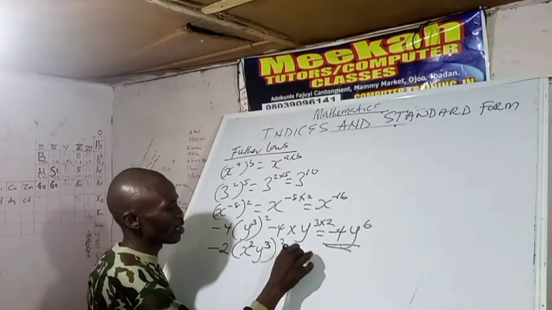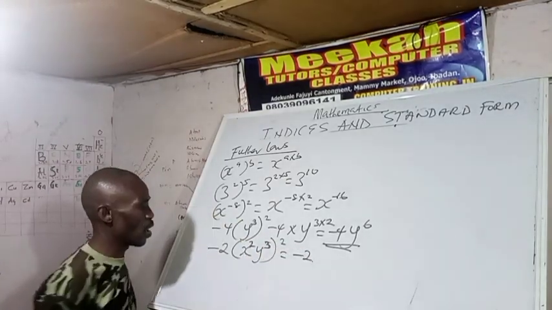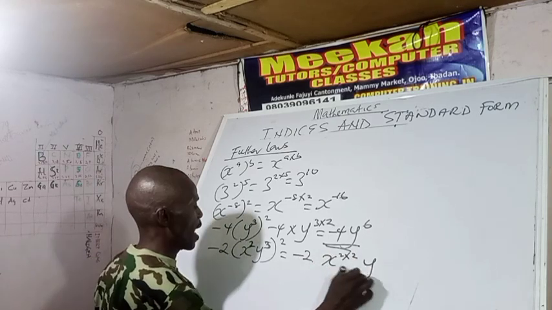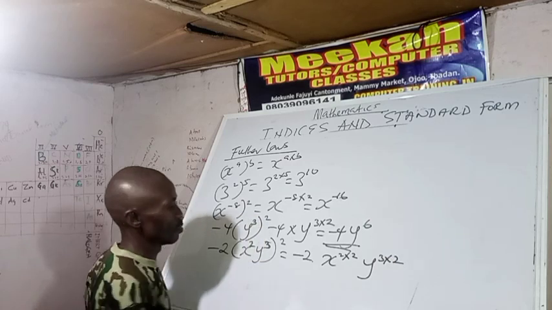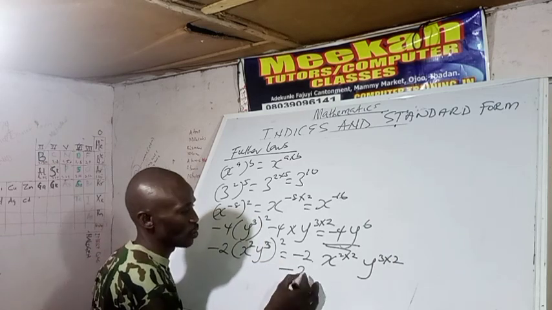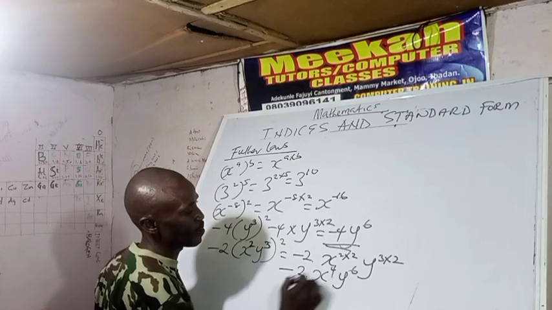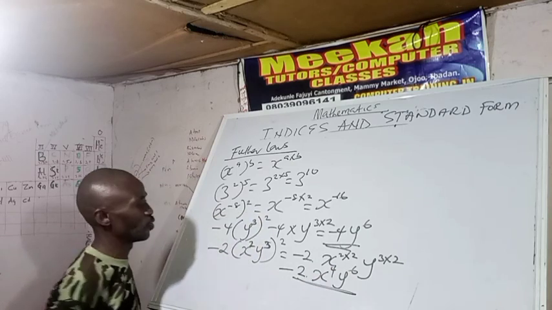This one becomes what? Minus 2 times x raised to power 2 times 2y raised to power 3 times 2. They become minus 2 x raised to power 4 y raised to power 6. I am done with this.